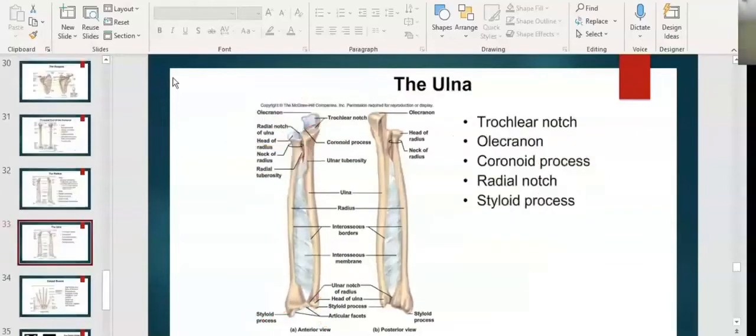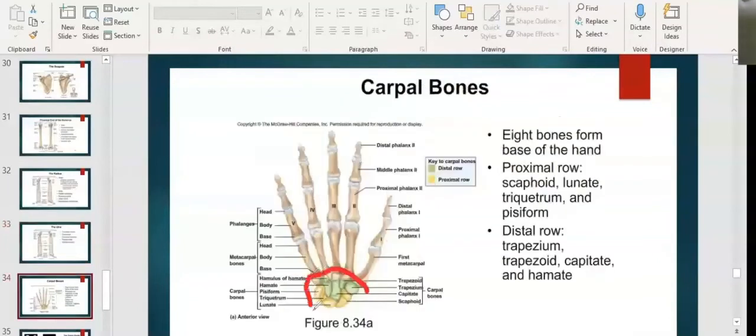So now, these styloid processes that you have right here are going to articulate with the bones in your wrist. All the bones in your wrist are called carpal bones. You can see right here, carpal bones. They have their own individual names: trapezium, trapezoid, capitate, scaphoid, lunate, pisiform, hamate, and triquetrum.